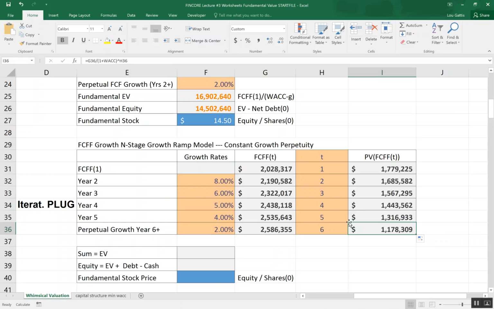So at the end of year 6, that's the value of just the cash flow in year 6. And then I'm going to say, well, what's the value of the firm from year 7 to infinity? What I'll do is a growth perpetuity. I'm going to take the year 6 cash flow times 1 plus my perpetual growth rate. That would be the year 7 cash flow.